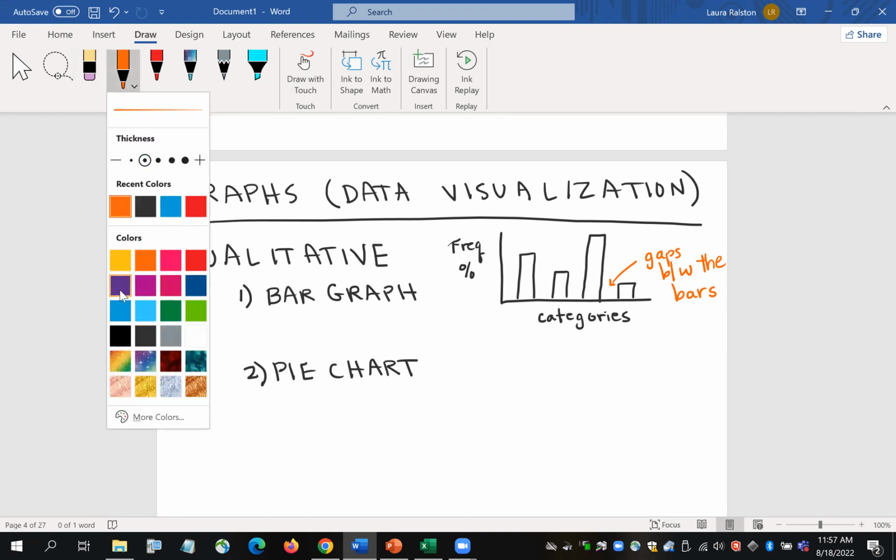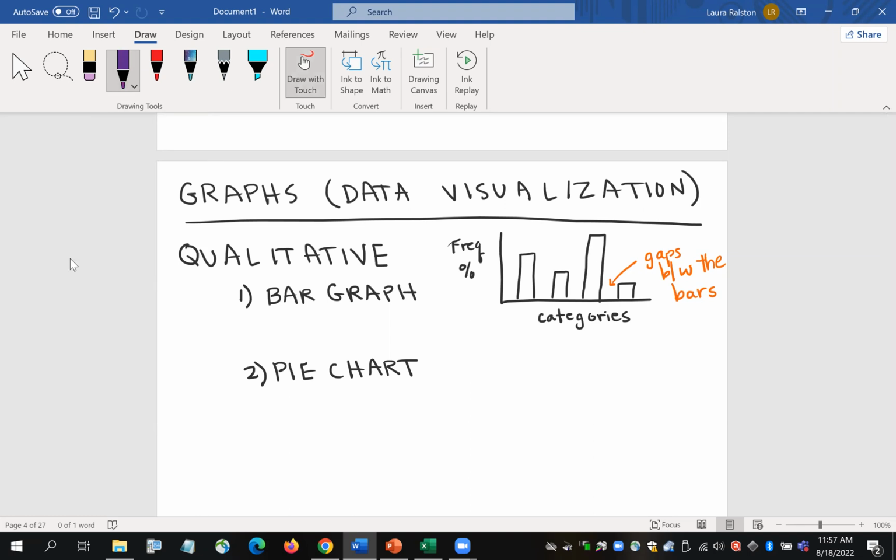As I've mentioned several times, anytime you create a bar graph, you want to make sure you give it a title, and you want that title to have details so that someone can look at your graph and know exactly what you're talking about.